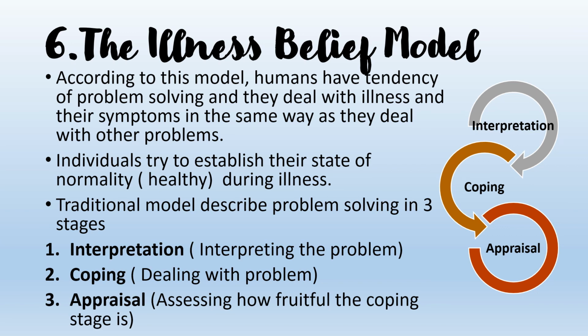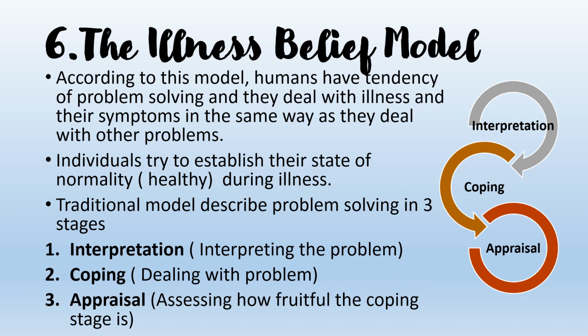The traditional model describes problem solving in three stages. Number one is interpretation. First of all, the person interprets the problem. Number two is coping, then he starts dealing with the problem. And number three is appraisal, that means assessing how fruitful the coping stage is.